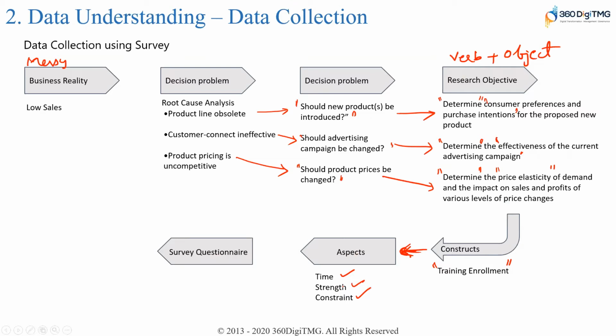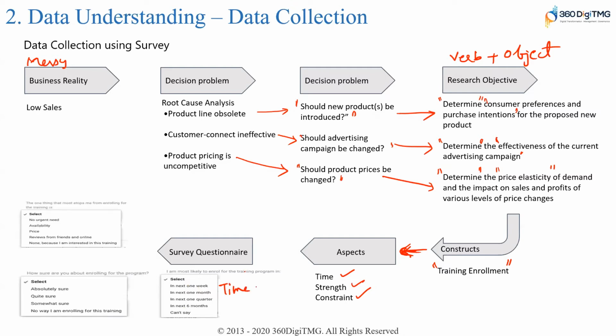For each of these aspects, you come up with a survey questionnaire now, such as, I am most likely to enroll for the training program in. Which aspect is this addressing? Time aspect. How sure are you about enrolling for this program? That is the strength aspect, right? And the one thing that most stops you from enrolling for the program, that's the constraint aspect. So what are we trying to do? We are trying to ask questions, right?